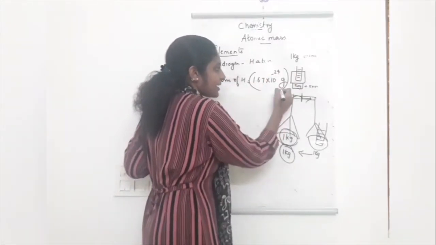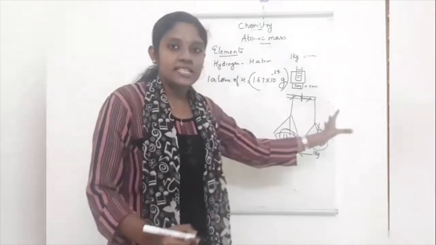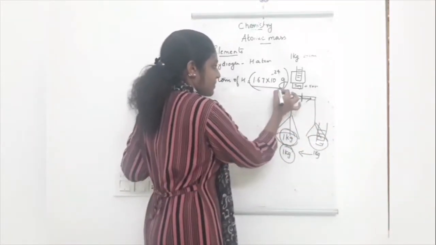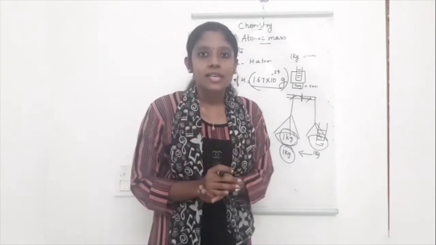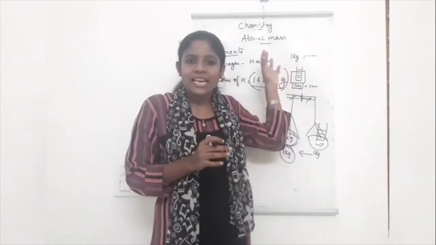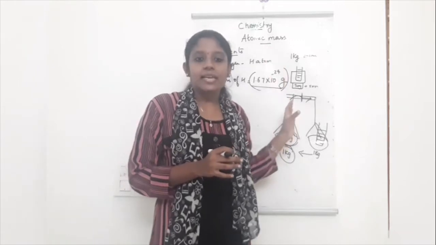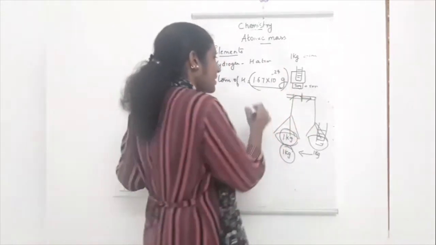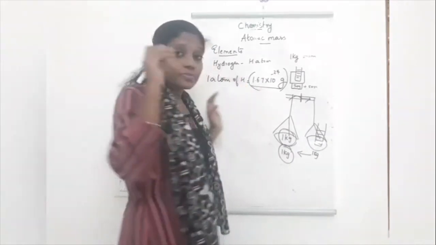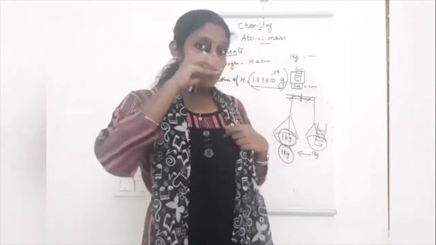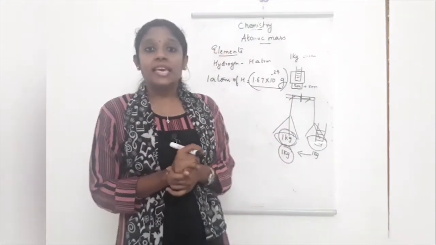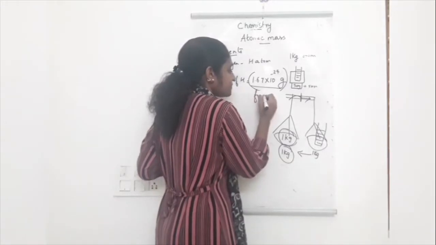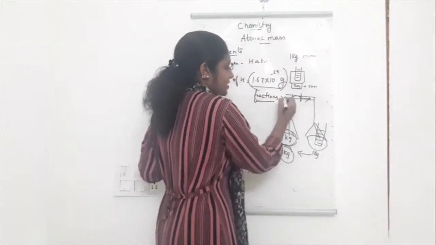Just as we relate to 1 kg in the weighing case, we took the mass of a hydrogen atom, standardized it, and used it to find the atomic mass of the other elements. But hydrogen was not a workable standard element. When compared with the 1.67 into 10 raised to minus 24 gram, in many cases the masses came out as fractions.